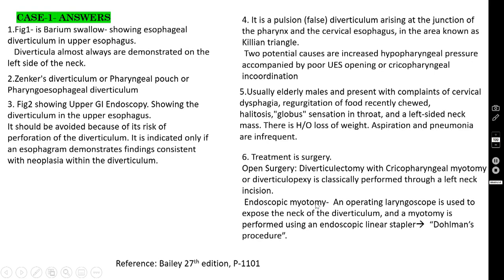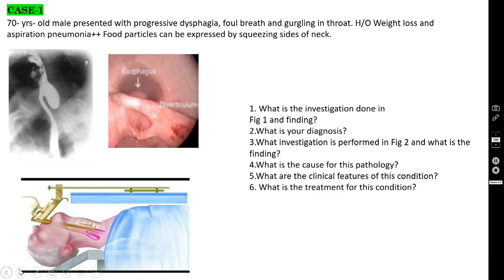In endoscopic myotomy, you have to use an operating laryngoscope. This is a rigid esophagoscope. Actually, it is used to expose the neck of the diverticulum, and a myotomy is performed using an endoscopic linear stapler. And this procedure is known as Dolman's procedure. This is what you are seeing here. This is the rigid esophagoscope you have to introduce inside, and this is the septum in between the esophagus and the diverticulum. So you have to staple this area so that this septum is cut and the whole thing will become a single cavity.